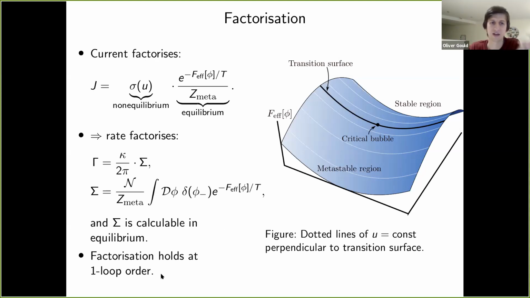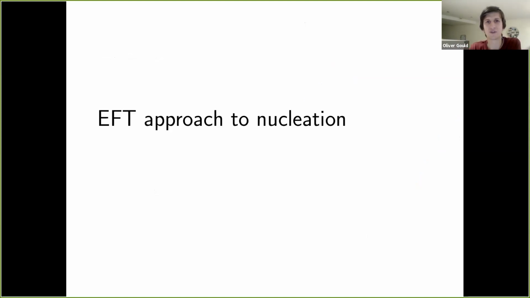This factorization was shown to hold at one loop order, basically within a statistical loop expansion. So that's the key result of classical nucleation theory. And I'll move on to the main stuff.